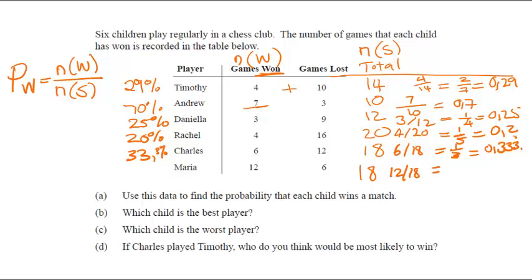That is 2 out of 3, or 0.666 recurring, or 67%. We can round it off to 67% chance of it happening.